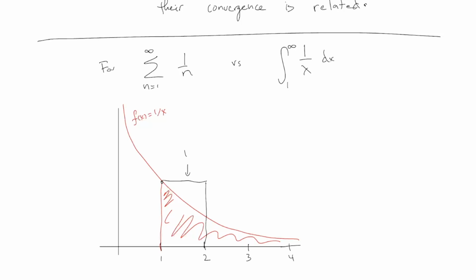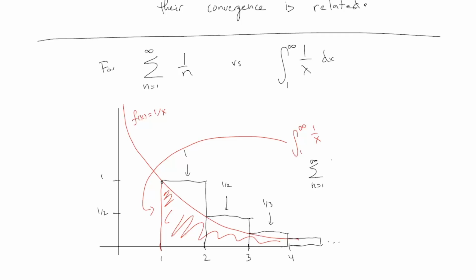And then the next block here has height 1/2, right? Here's 1, here's a half. So this area right there is a half. The next area would be a third, etc. So the integral is the red part, right? That's the red area. Whereas the series, the sum n equals 1 to infinity, 1 over n, is the sum of the blocks.